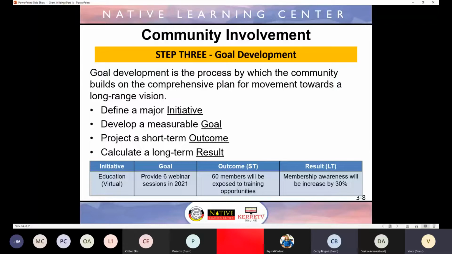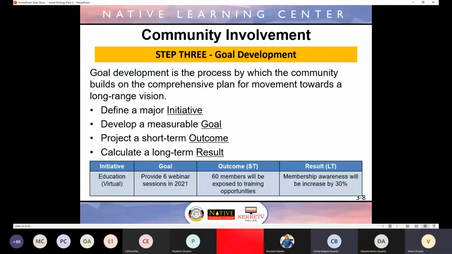Now we get into some of the nitty gritty. This is where the rubber meets the road. How to answer the question, how are we going to get there? How are we going to put this in place? That's what step 3 is, goal development. So here's a snapshot. Look at it.